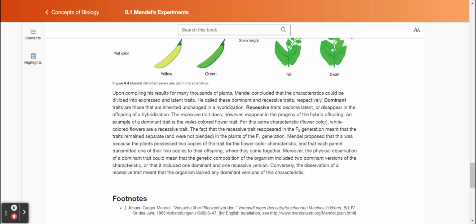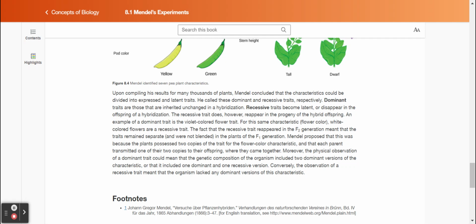An example of a dominant trait is the violet-colored flower trait. For this same characteristic, flower color, white-colored flowers are a recessive trait. The fact that the recessive trait reappeared in the F2 generation meant that the traits remained separate and were not blended in the plants of the F1 generation.